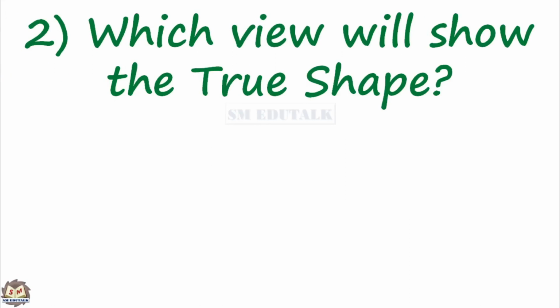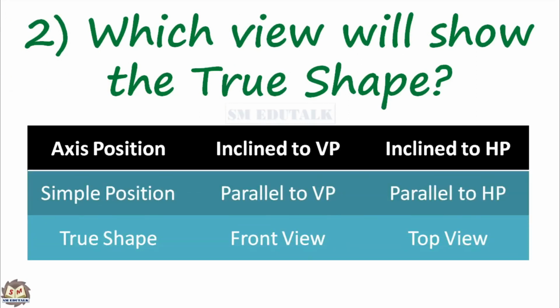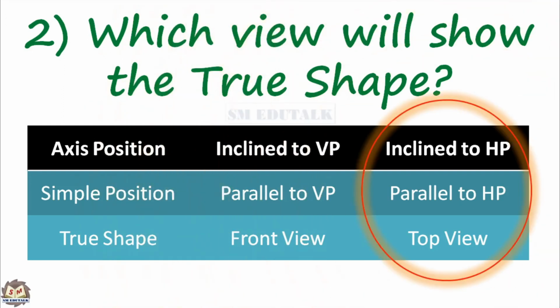In stage 1, we have to find the view that shows the true shape. Refer this table to find the simple position and the true shape position. For inclined to HP condition, the simple position is given as parallel to HP and the true shape is obtained in top view. You know that true shape should be drawn first in stage 1. So, you have to draw the top view first, followed by front view.